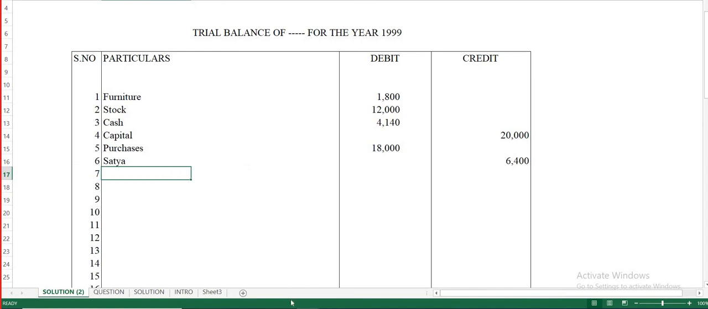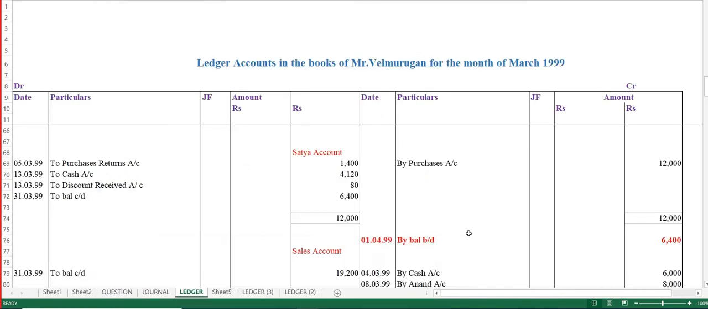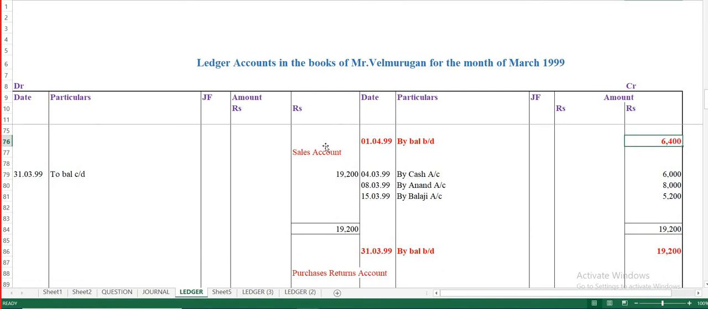Next. What else account did we prepare? You just look it over. Sales account. Sales account, always if you see, it will get a credit balance only. Credit column only we have to show. So that is what we also got over here. 19,200 to be shown on the credit column side.